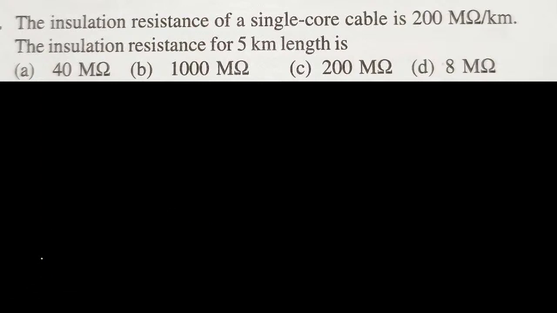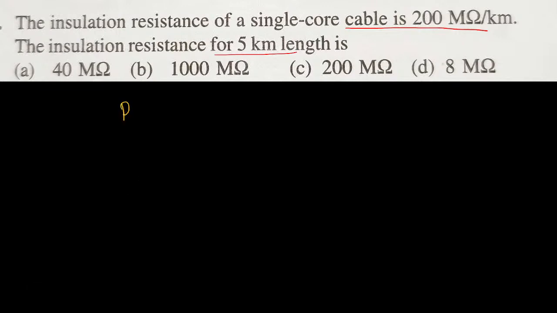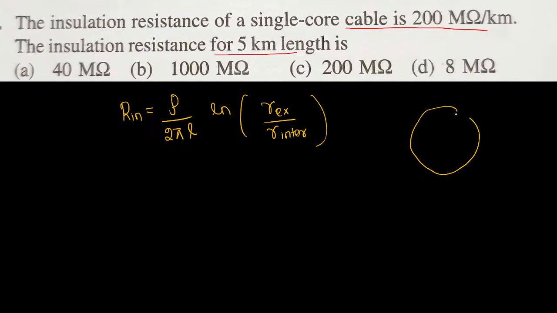Next question is, the insulation resistance is clearly given. The insulation resistance of a single core cable is 200 mega ohm per kilometer. The insulation resistance of 5 kilometer length is what? First of all, tell me what is the formula to obtain the resistance of the core. Insulation resistance, core resistance will become rho upon 2 pi L into ln of external radius of the external core divided by radius of the internal core. That is the formula.